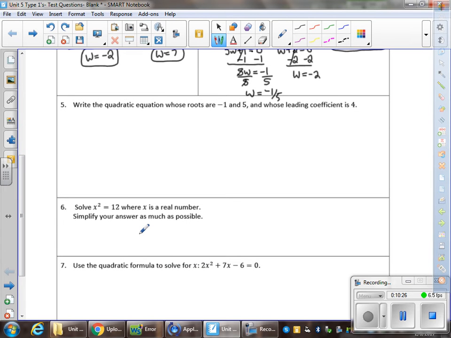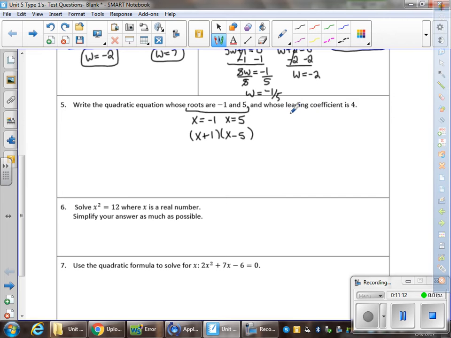Okay, number 5. Write the quadratic equation whose roots are negative 1 and 5 and whose leading coefficient is 4. So now, instead of giving you the equation and asking you to solve, I'm giving you the solutions. I'm telling you x equals negative 1 and x equals 5. So ask yourself, what factor did those two come from? Well, that came from x plus 1. That came from x minus 5.